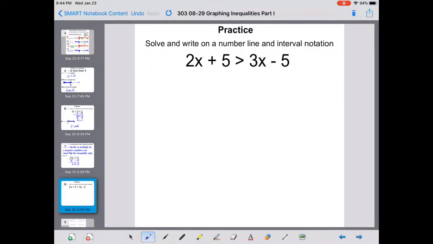One more practice problem together before I have you do the practice problems on your own on the worksheet the sub will give you. So we're going to, again, solve this, and then we're going to write our answers in our three forms. So we're solving for x. We're treating our inequality symbols similarly to an equal sign. I'm going to try to get all my x's on one side, so I'm going to subtract 3x from each side.